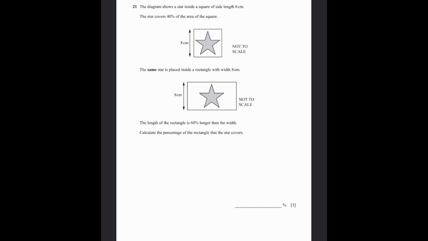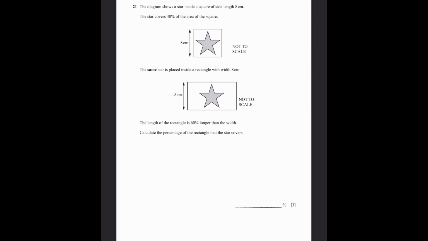Question 21. The diagram shows a star inside a square of side length 8 centimeters. The star covers 40% of the area of the square. The same star is placed inside a rectangle with width 8 centimeters. The length is 60% longer than the width. Calculate the percentage of the rectangle the star covers.